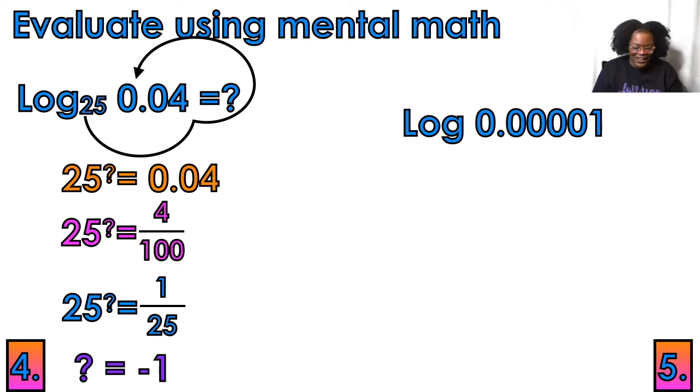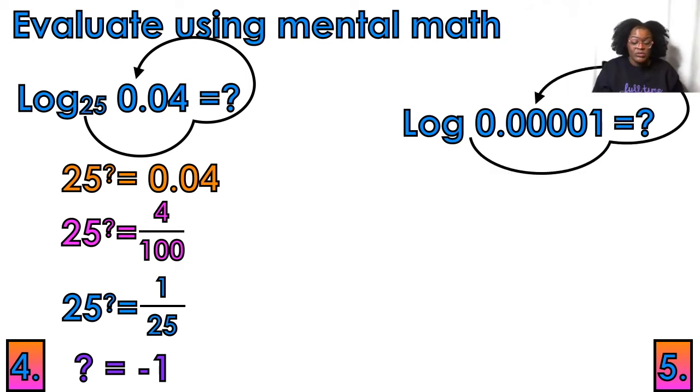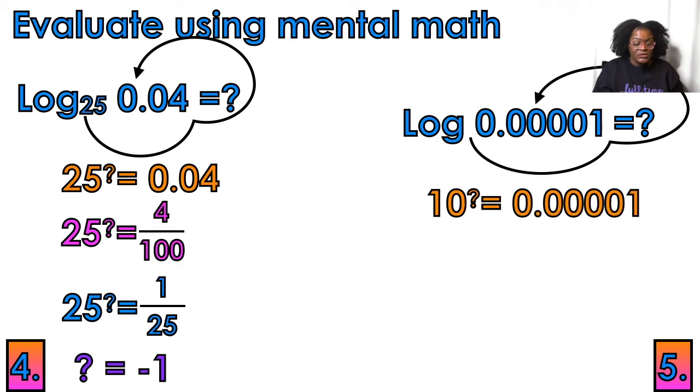Yay! Anyway, the next example, log base what? What's the base? It doesn't tell me, so what does it have to be? 10! Good job! Okay, 0.00001 equals what? Well, still got to do our loop-de-loop here. So I'm going to say 10 question mark equals, did I write the wrong number of zeros? I'll fix it. You won't even notice that I didn't fix it.